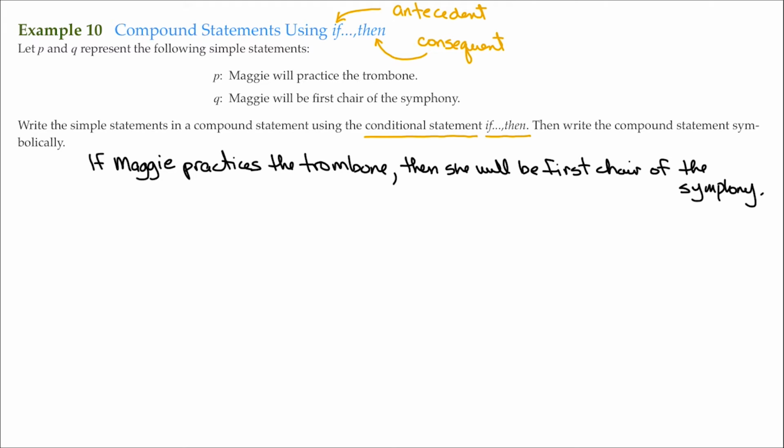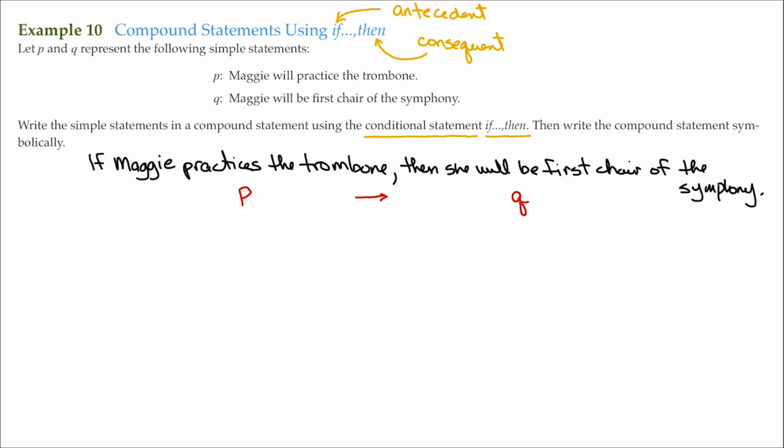of the symphony. So to write that symbolically then, here is our first simple statement, Maggie will practice the trombone. So here is our P. Here's our second simple statement within the other clause here. Maggie will be first chair of the symphony. So this is our Q. And then the connective is represented by this arrow. And the arrow is always going to point from the antecedent to the consequent, so it's always going to point to the right. And this, of course, is read if P, then Q is how that's pronounced.